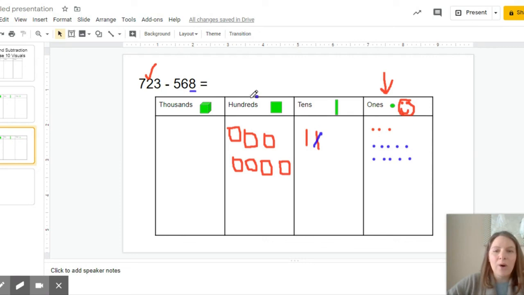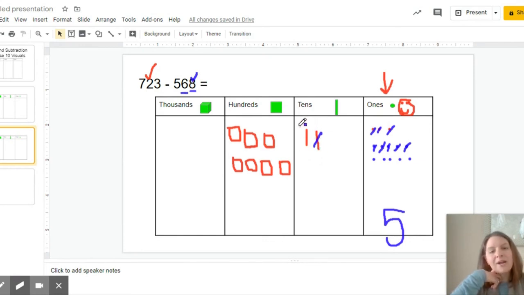Okay, now can I take away 8 ones? Yeah, I can. 1, 2, 3, 4, 5, 6, 7, 8. How many am I left with? 5. It's in my 10 frame, so I can recognize that 5 right away. Great, I subtracted my ones. Now I need to subtract my tens. It wants me to subtract 6 tens. Now let's look at the tens we have. Can I subtract 6 tens?